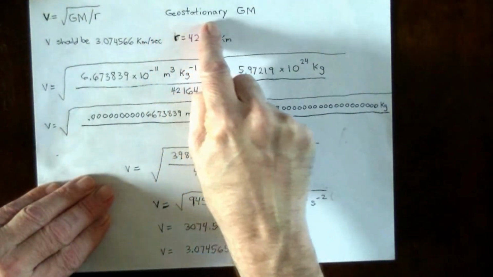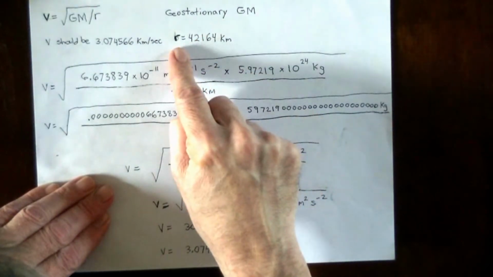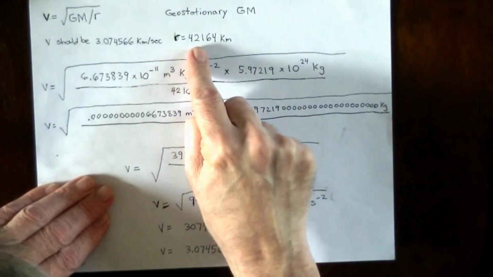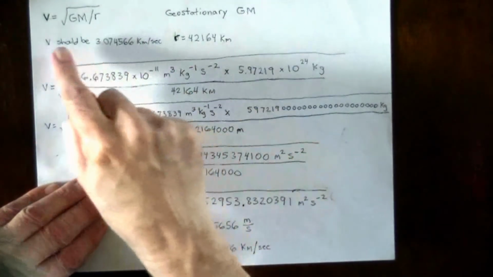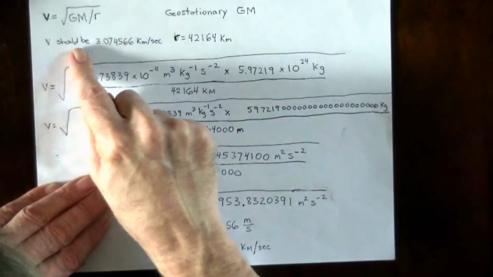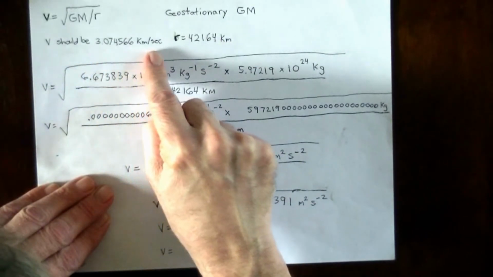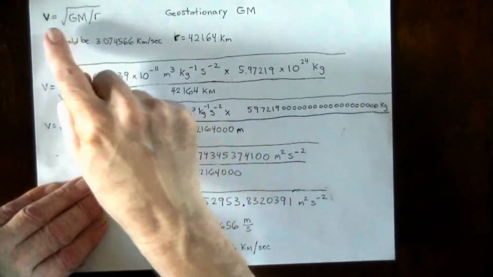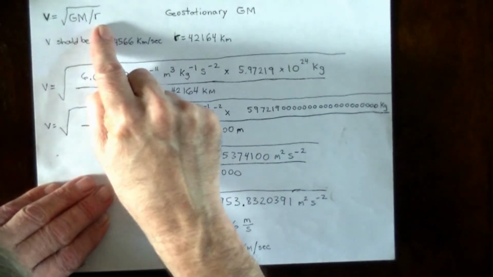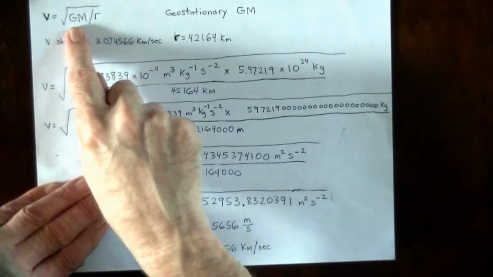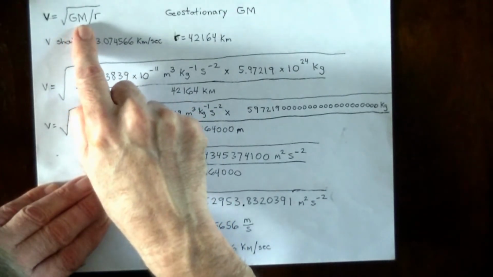A geostationary satellite orbits with radius r to the center of the Earth, or 42,164 kilometers. The velocity, or v, should be 3.074566 kilometers per second. We're going to solve for velocity using this equation, with big G being the gravitational constant and M for the mass of the Earth.